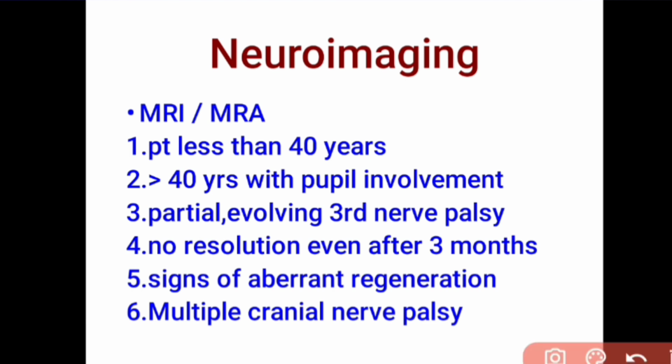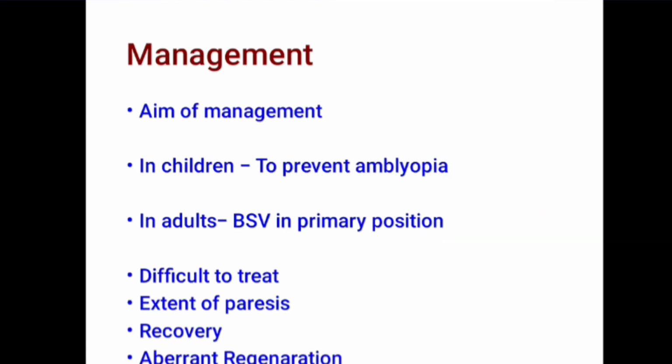It is indicated whenever the patient is less than 40 years. If the patient is more than 40 years with pupil involvement, or if there is partial and evolving third cranial nerve palsy, if there are no signs of resolution even after 3 months of onset, if there are signs of aberrant regeneration, or if the patient is presenting with multiple cranial nerve palsies, then you have to order an MRI.